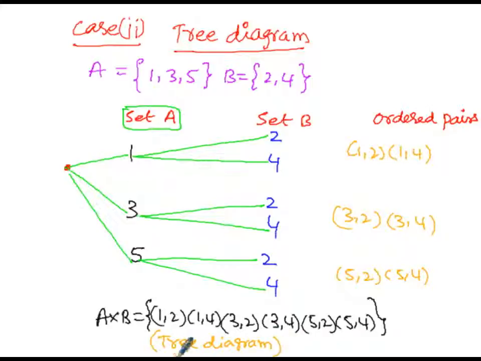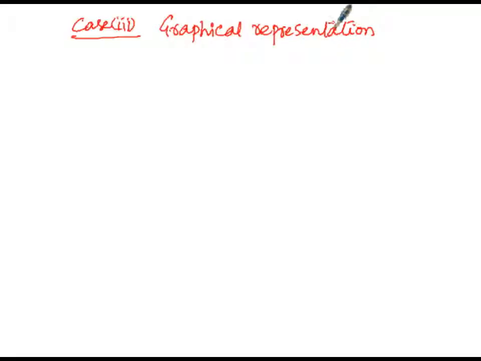Then now similarly we have to show these ordered pairs by means of the graphical representation. Then now the third case is case number 3, graphical representation. So in this graphical representation, the sets which we have supposed are, one is A, the elements are 1, 3, 5, and set B elements are 2, 4.